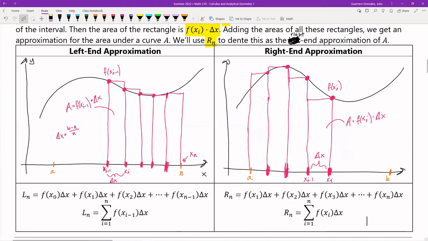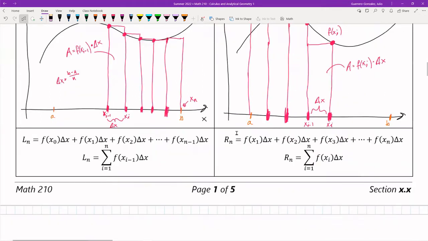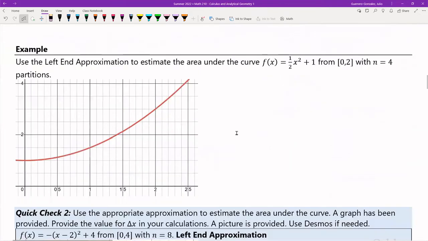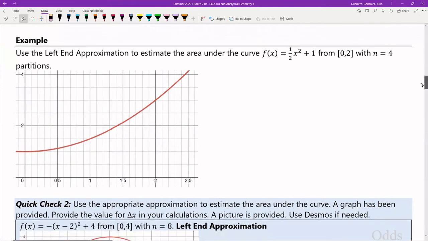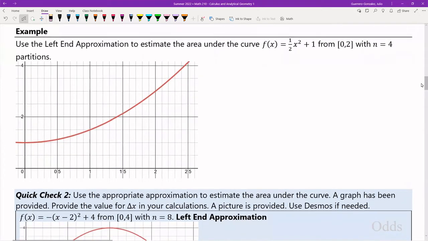Simple enough, right? Okay. How does this all work out? So that's what I want to do next. I want to do an example to show you guys how this sort of works out, okay? So what I'm going to do here is the left end approximation for this curve right here, between 0 and 2 with n equal 4, okay? So then that means we are looking for this area right here.